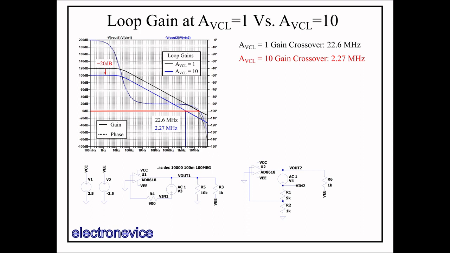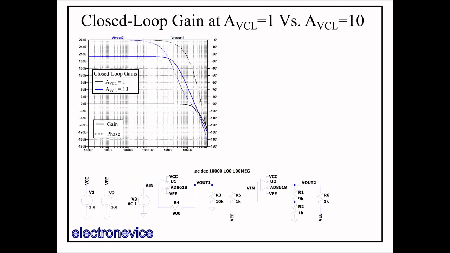Now let's compare the closed loop gain of these two configurations and see how this affects them. Here the only changes to the circuit I made are that we've stopped measuring loop gain and instead are measuring the closed loop gain by applying an AC input voltage to the non-inverting inputs and measuring the op-amp outputs. The loop gain of both circuits is still the same, we're just no longer measuring it.